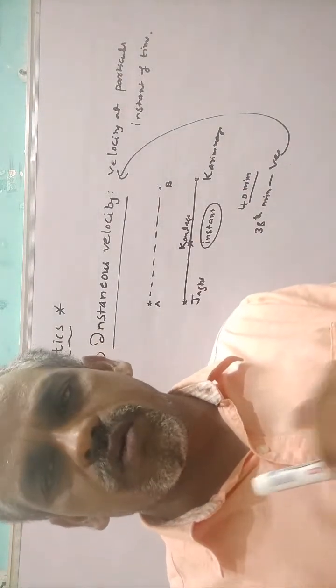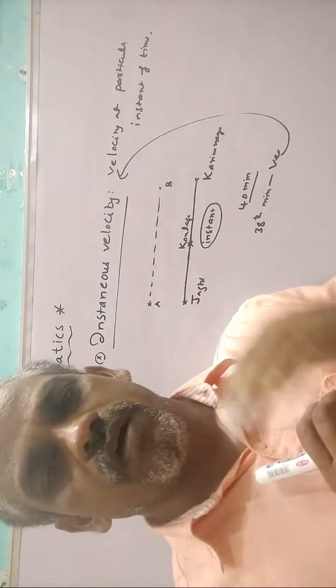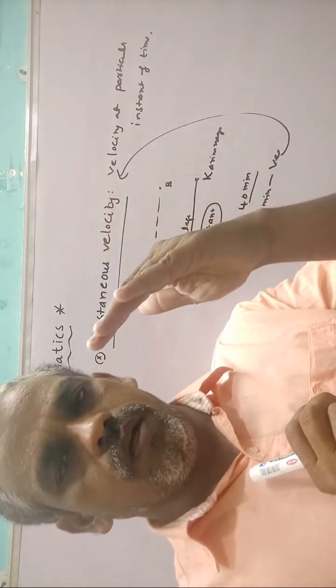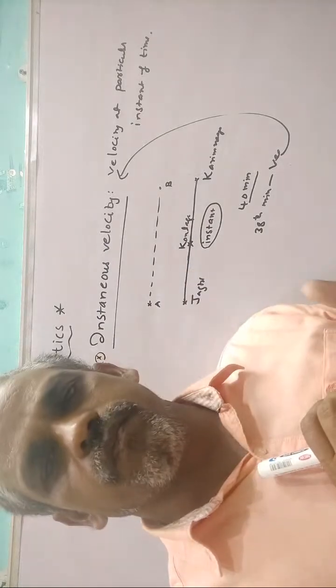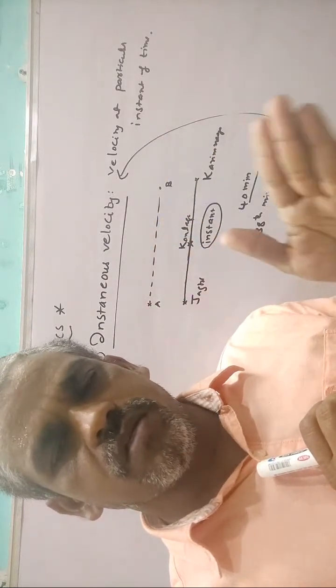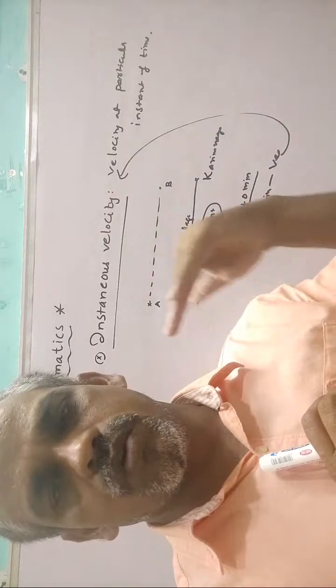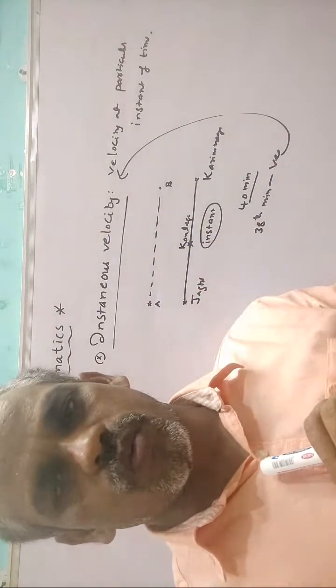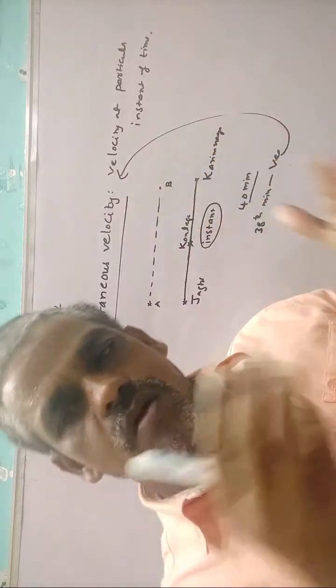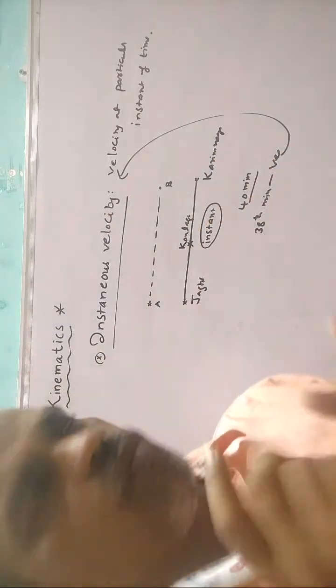We are discussing distance, displacement, velocity, speed. In velocity we discussed what velocity is: total displacement by total time. Average velocity is total displacement by total time. Here it is instantaneous velocity. One more concept is also there.